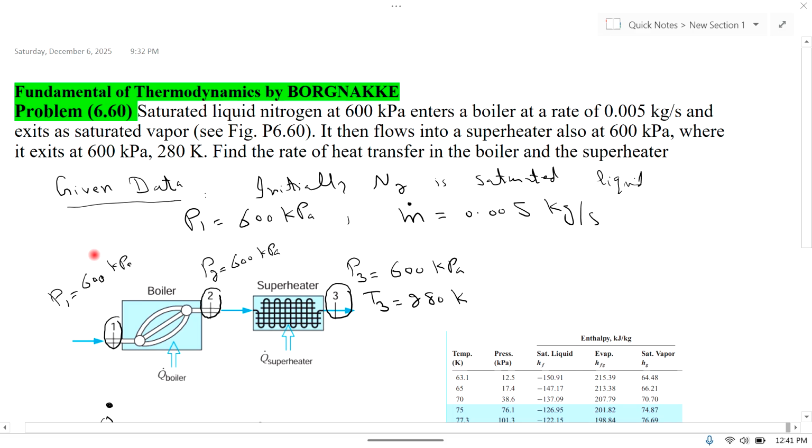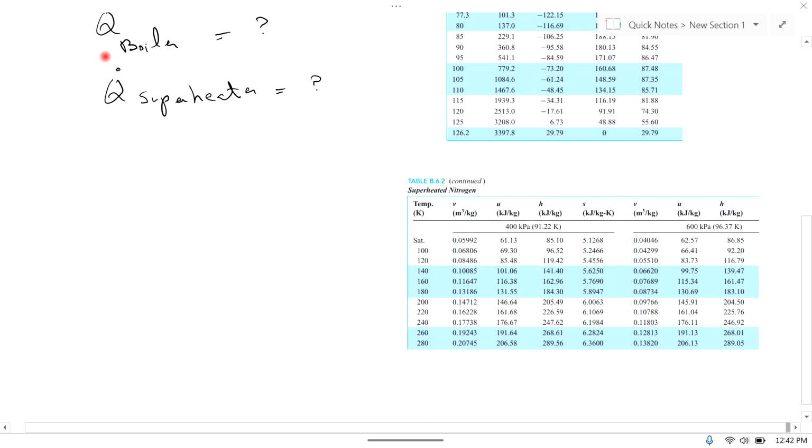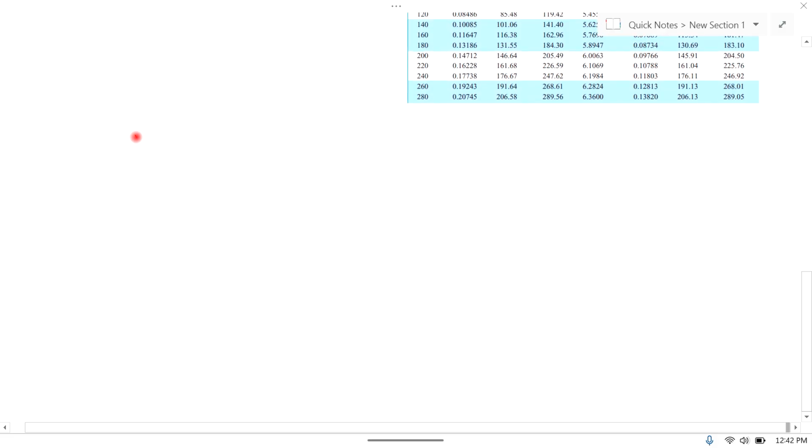Here it is clear from the statement that at the first stage the nitrogen is saturated liquid. Then at the exit of the boiler it is saturated vapor, and this is the exit of the superheater, where after superheating it is superheated vapor. So we can easily draw it on a PV diagram, and also on a TS diagram.